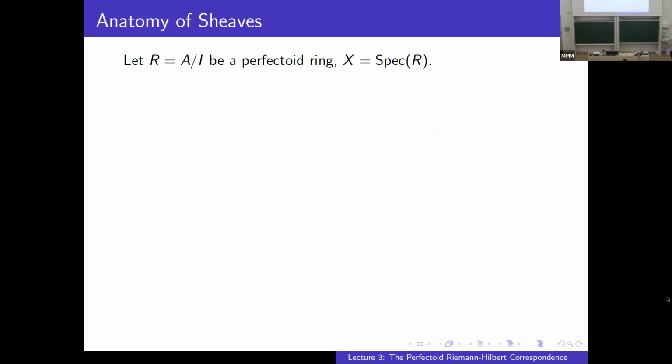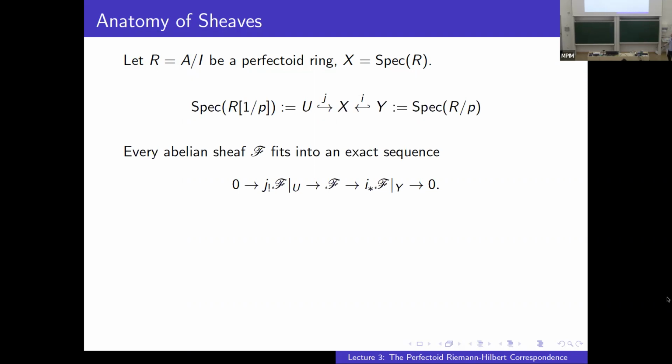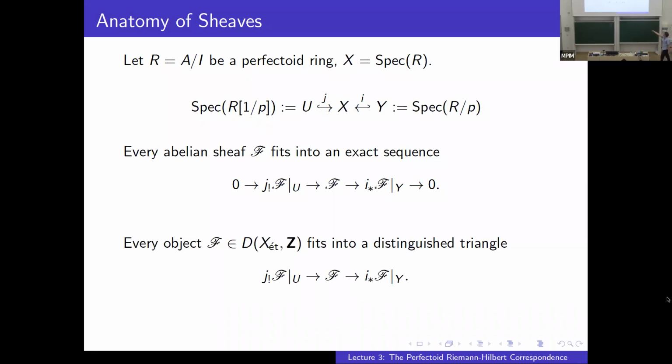What about the more general case? So let R be an arbitrary perfectoid ring, let X be its spectrum. Well, you can break X up into two pieces. There's an open subscheme, which I'll call the generic fiber U, which is the locus where p is invertible. And there's a closed subscheme that I'll denote by Y, referred to as the special fiber, which is the locus where p vanishes. And in this situation, every abelian sheaf on X fits into a canonical exact sequence. It has a subsheaf, which is supported on U, and a quotient sheaf, which is supported on Y. And there's a similar statement at the level of derived categories. A complex of sheaves sits in a canonical triangle.